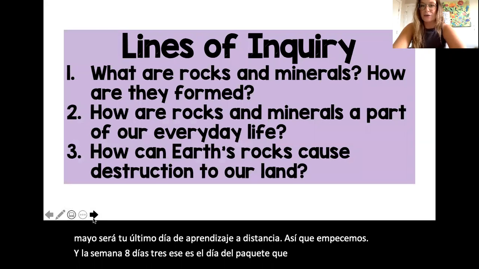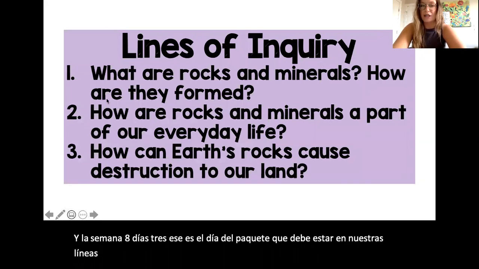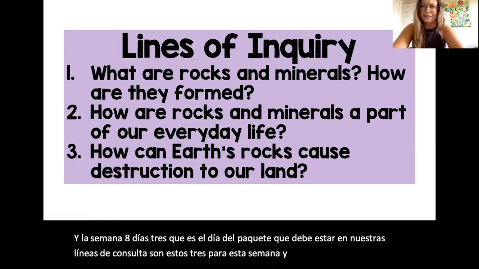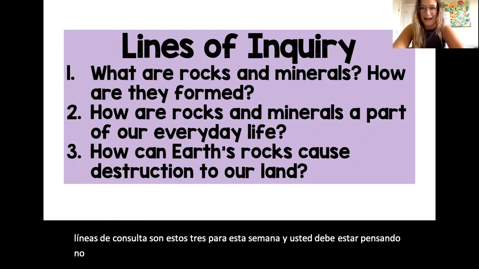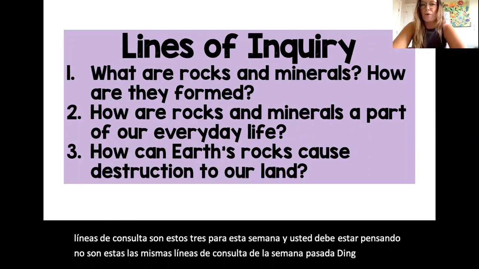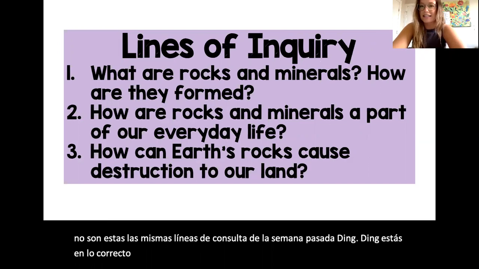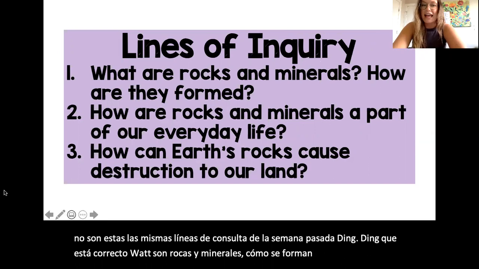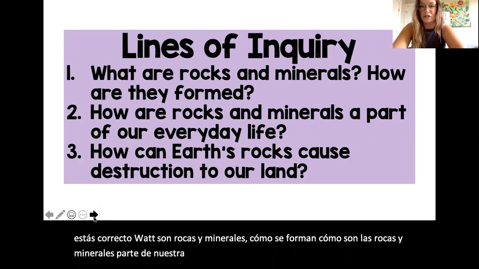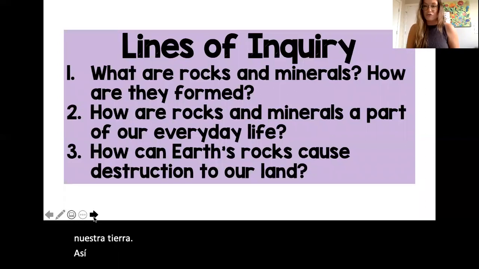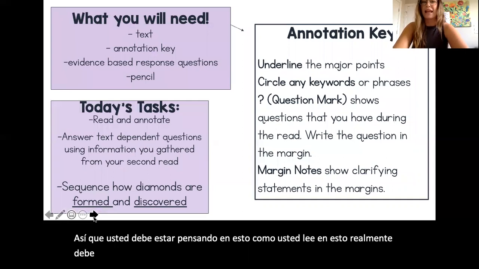Our lines of inquiry are these 3 for this week, and you should be thinking, aren't these the same lines of inquiry from last week? Ding, ding, ding, you are correct. What are rocks and minerals? How are they formed? How are rocks and minerals part of our everyday life? And how can they cause destruction to our land? So you should be thinking about this as you read, and this should really guide your annotation for today.